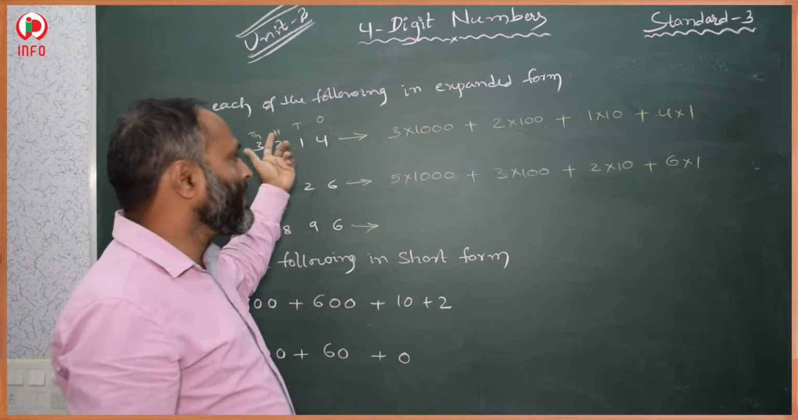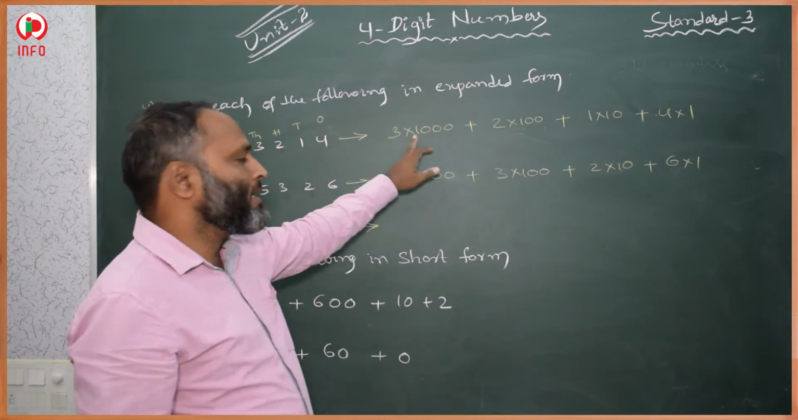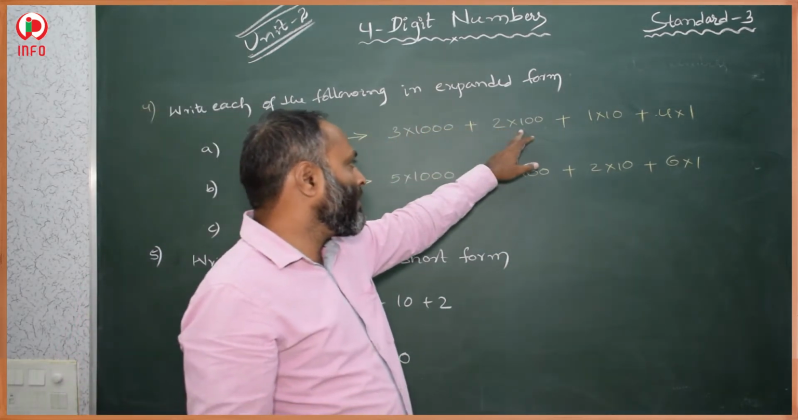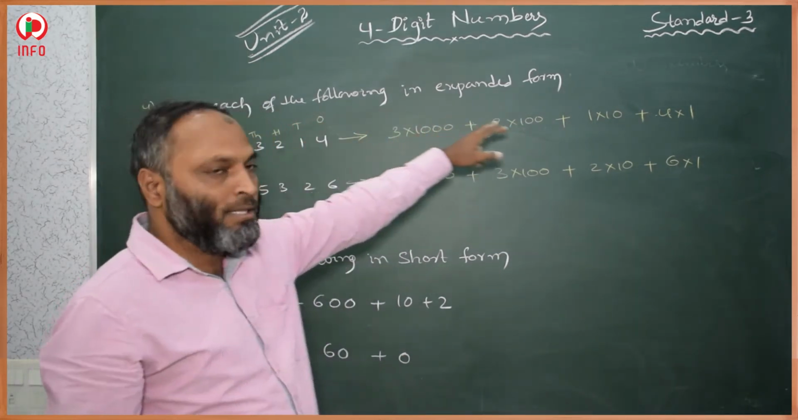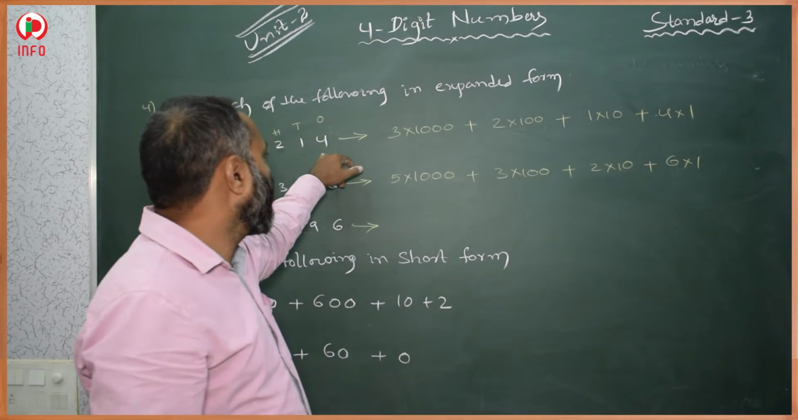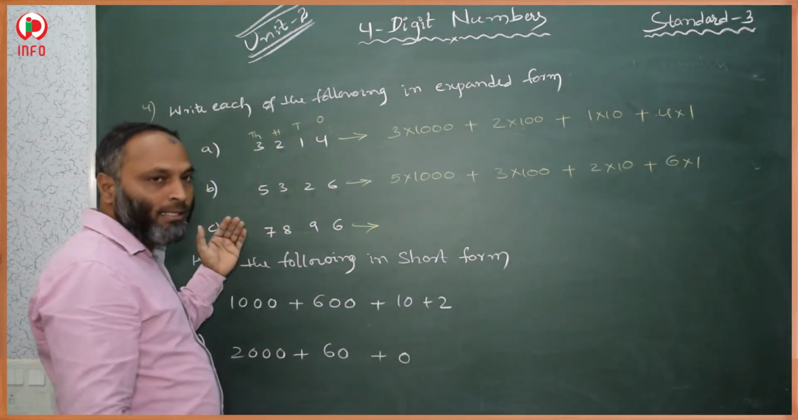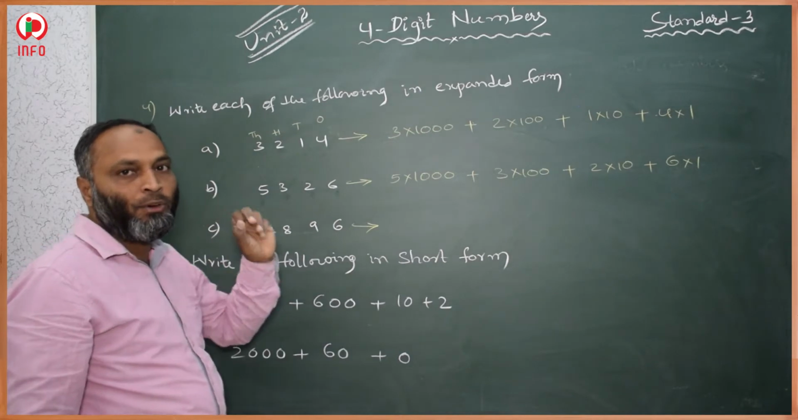Then how to write in expanded form: 3 in thousands place means 3 into 1000, and 2 is in hundreds place, 2 into 100, and 1 in tens place, 1 into 10, and 4 in ones place, 4 into 1. In the same way, second question. And the third question, C, is your homework.